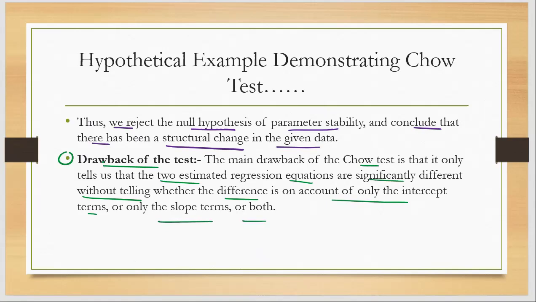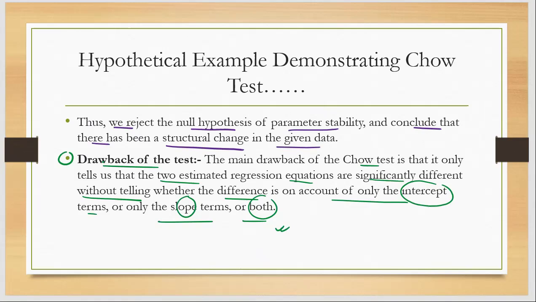So we started off with the question whether we need two different structural equations or a single structural equation is fine. That question we can answer using the Chow test. But the Chow test fails to tell us whether this difference arises due to only the change in intercept, only the change in slope, or both. So from the Chow test, you can only tell whether we need only one structural equation or two different structural equations, but you cannot tell whether the difference comes from only the change in the intercept, the change in the slope, or change in both the intercept and slope terms. Right? So this is the main drawback.